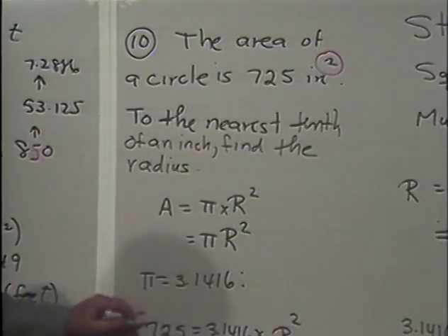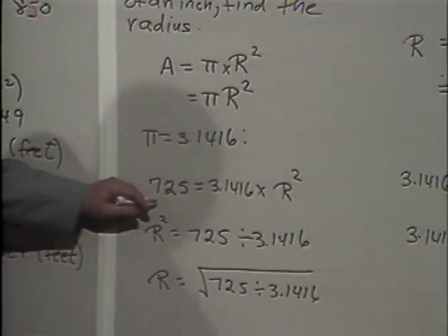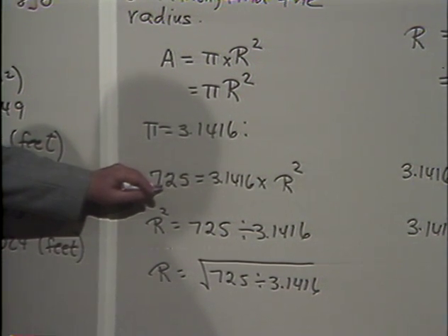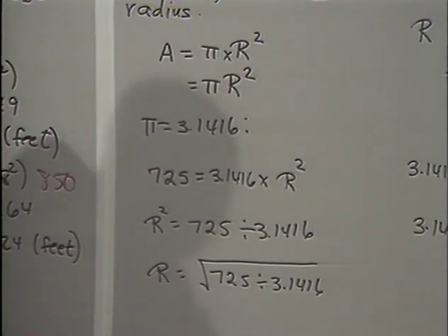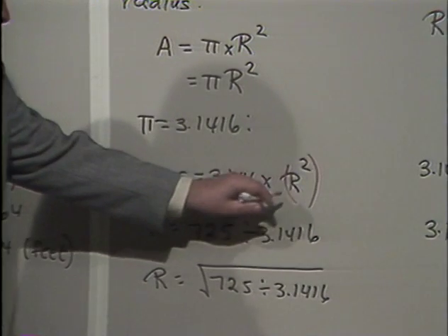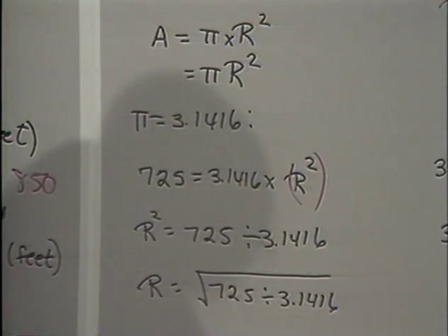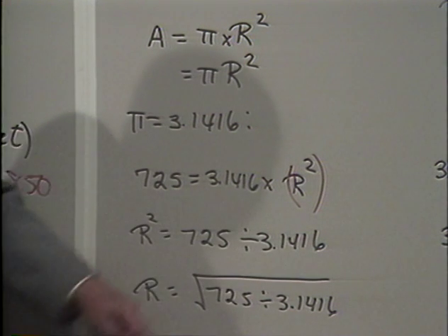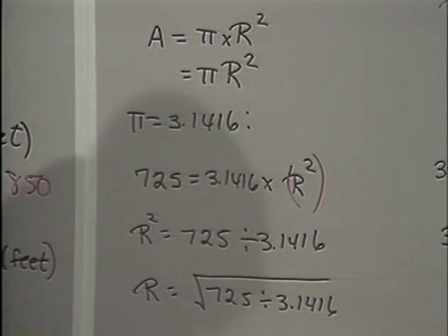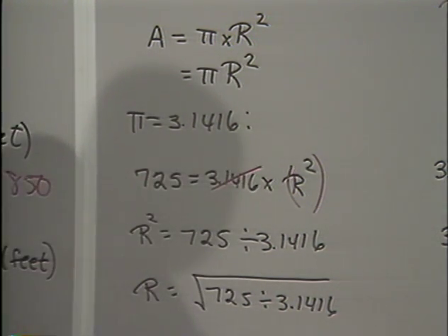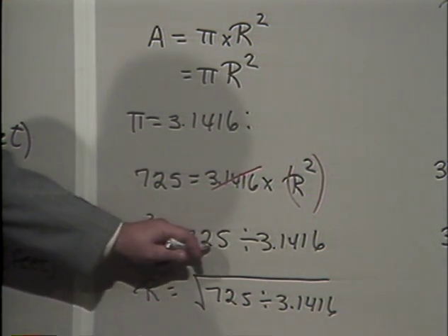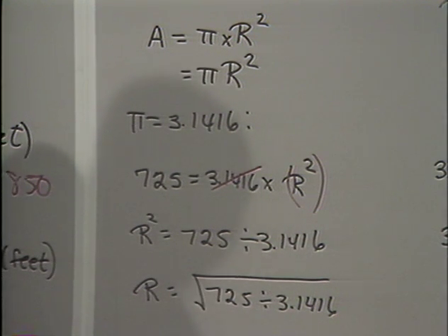Now we replace A by its given value, which is 725. So we get A replaced by 725, pi replaced by 3.1416, and the r squared is still in here. Now we want to find out what r is. The r squared is being multiplied by 3.1416, so the first thing we want to do is divide both sides by 3.1416. If I divide the right-hand side by 3.1416, this just drops out. If I divide 725 by 3.1416, I just get 725 divided by 3.1416. But that's not r, it's r squared.